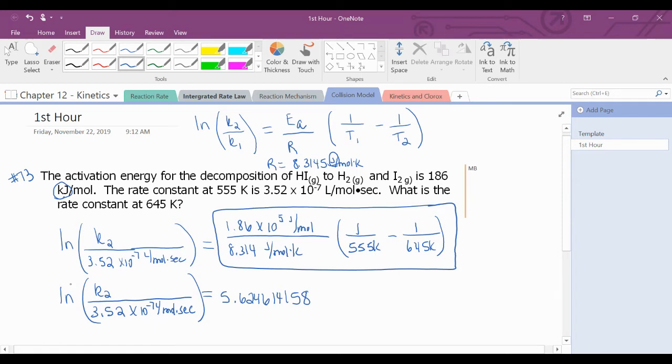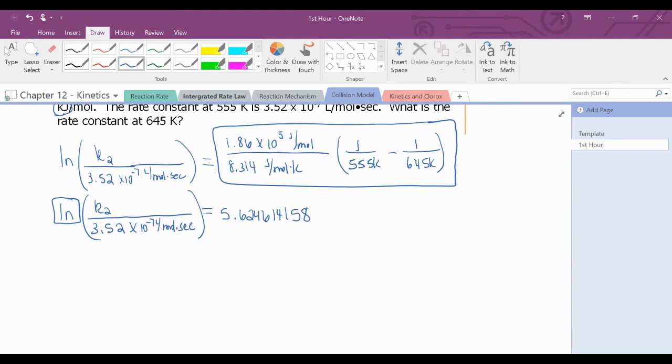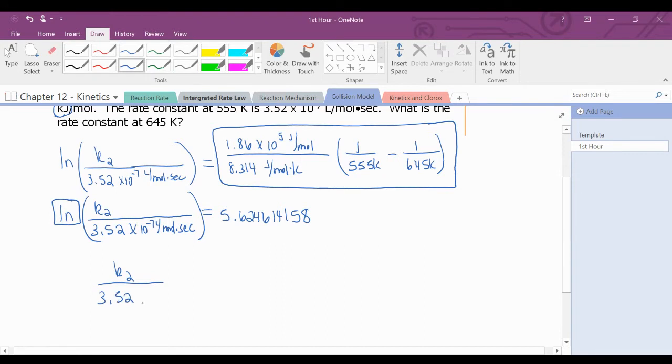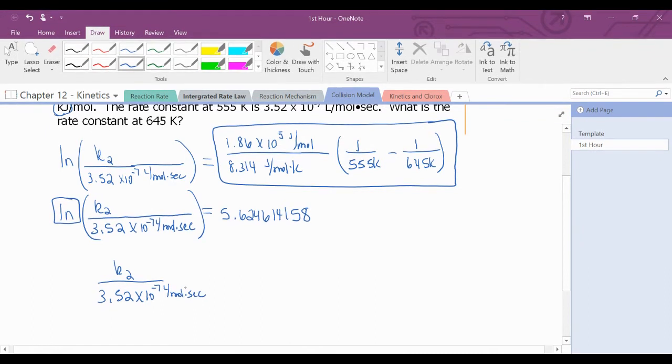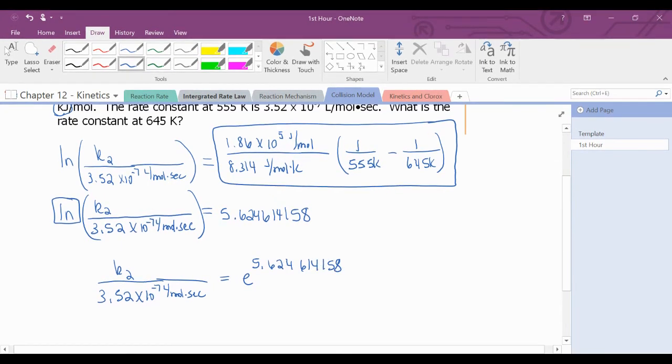All right, now here's what we want to do. We want to get rid of this natural log. So that means we're going to have to take the inverse of the natural log, so e to the power. So we get rid of the natural log on this side, and we're going to take e to the power of 5.62461415. Okay, so when you take e to that power, you should get this value.